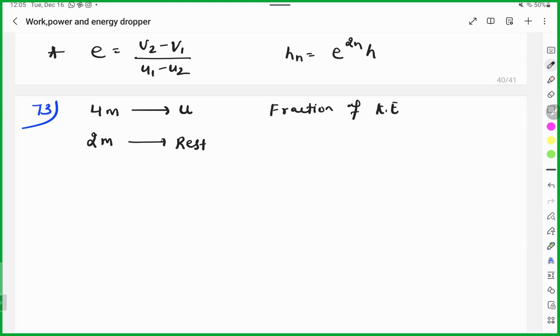First, understand the meaning of fraction of kinetic energy. Change in kinetic energy divided by original kinetic energy. This is what you have to calculate. The original you already know. You have to calculate the change in kinetic energy. How will you get it? Initial kinetic energy before collision and final kinetic energy after the collision. Make sense? Any doubt, guys?